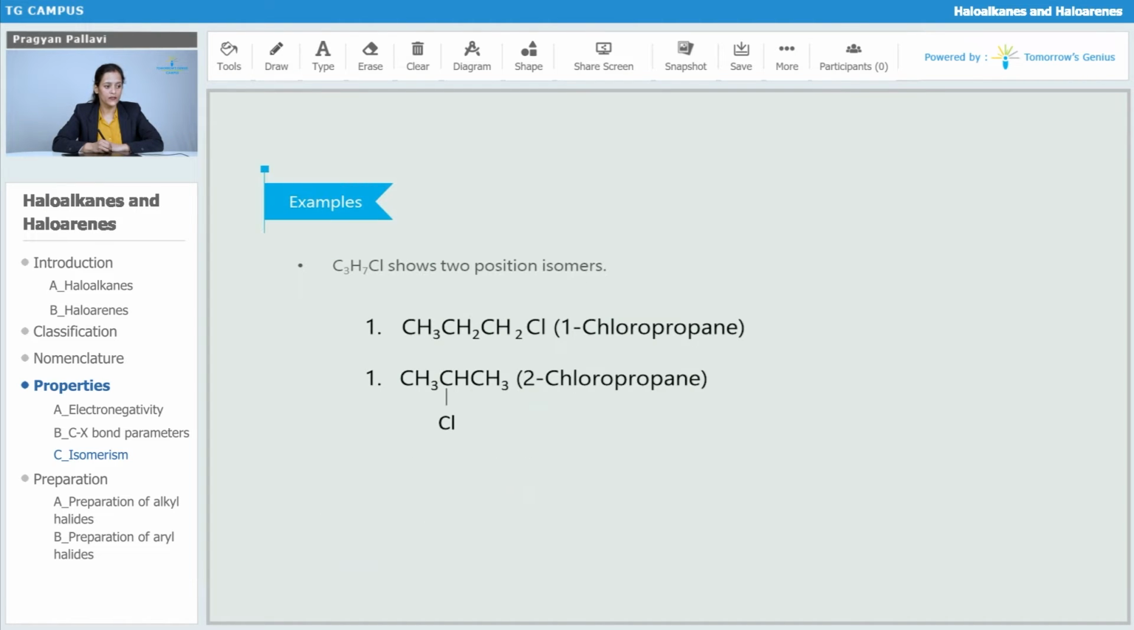So here we have this C3H7Cl, chloropropane. We can draw this structure as 1-chloropropane and 2-chloropropane. So here we have this halogen at position 1 and at position 2. Since the position of halogen is different, hence these are called position isomers.